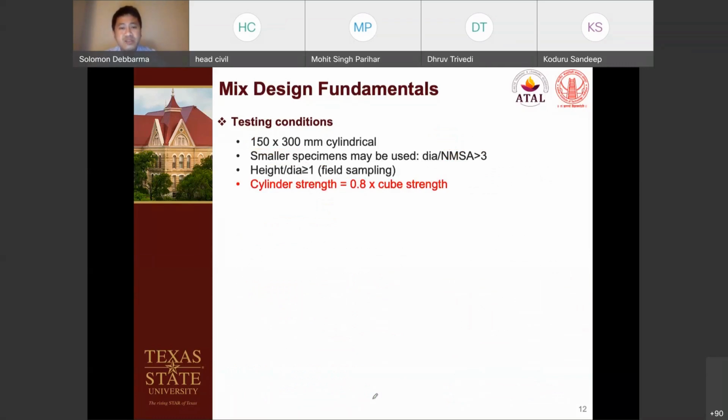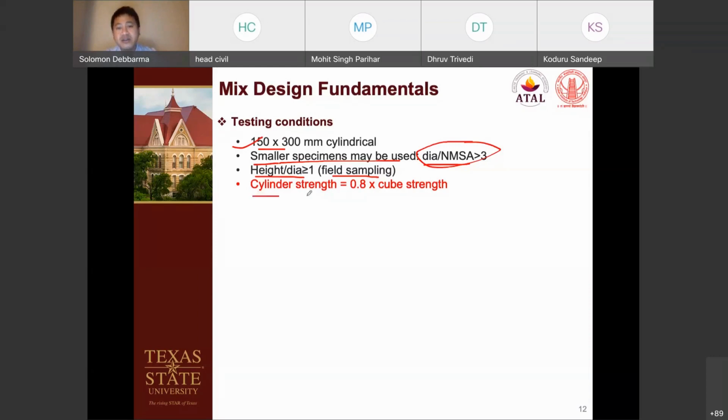So some other fundamentals are that we can also go for the 150 by 300 mm cylindrical specimens. And yes, smaller specimens may also be used, but in such a case, the dia by NMSA should be greater than 3. So this is again the wall effect. And yes, the height by dia ratio should be greater than 1. So this is usually important for quality control. For example, I want to obtain core specimens from an already laid structure. So I have obtained a core. Let's say my pavement thickness is maybe about 200 mm, 300 mm, or 400 mm. In such a case, if I obtain the core specimens, I should ensure that the ratio between the height and the dia should be greater than 1, right?